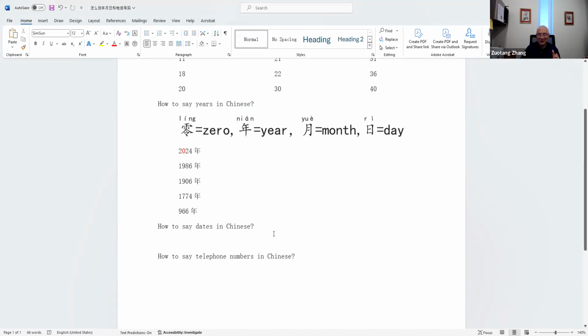Okay, now we will be able to say dates in Chinese. For example, today's date is May the 11th, 2024. May 11th, 2024. I'm going to type May 11th, 2024. In Chinese would be 2024年5月11日.